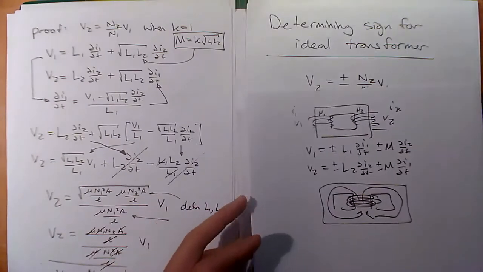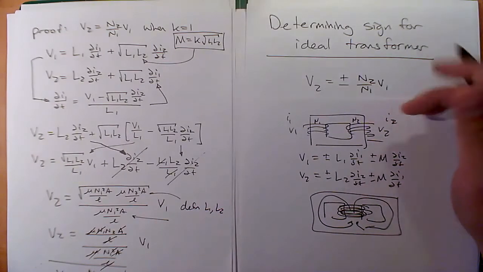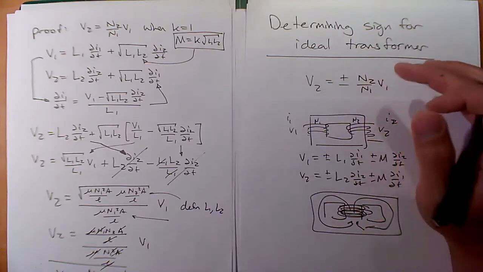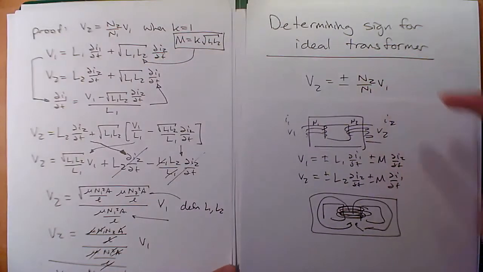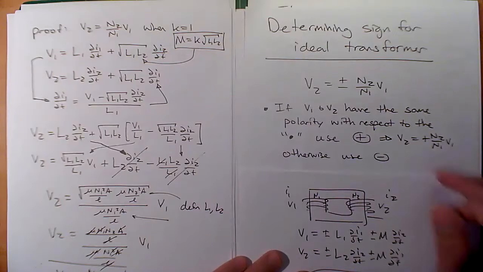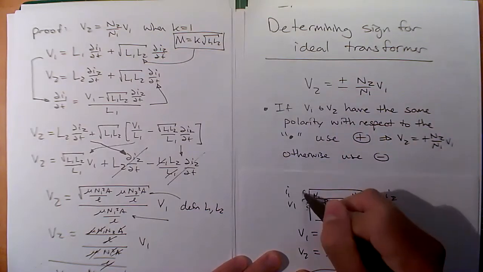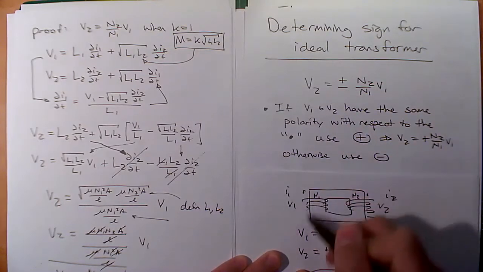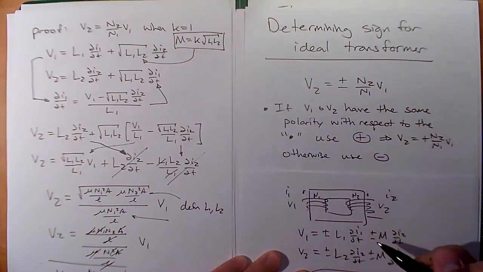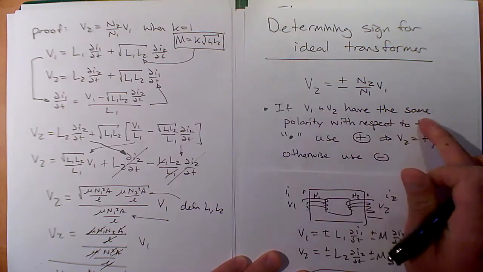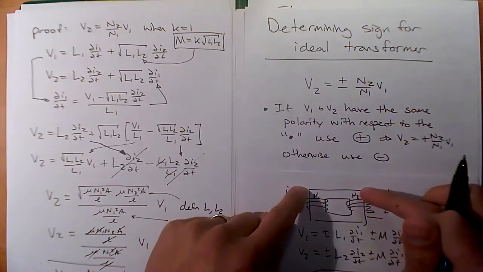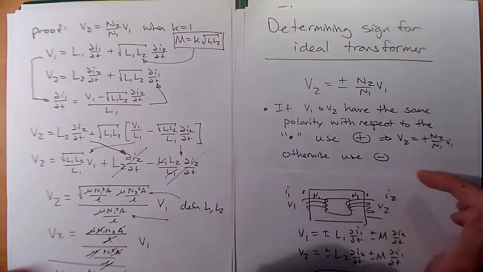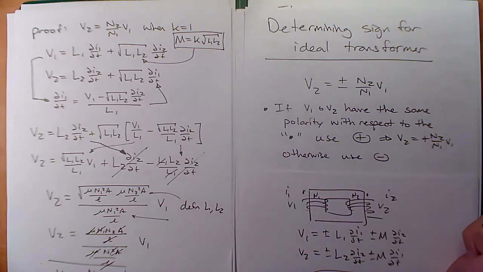Okay, now how would you determine the sign, right? So based on the dot convention, let's say we have ideal conditions. We have this V2 equals plus or minus N2 over N1 V1. The way you can determine the sign is you can look at your dots, whether diagonal or top and top or bottom and bottom. Now, if V1 and V2 have the same polarity with respect to the dots, for example, the positives are touching the dots or both negatives are touching the dots, then we will use the positive.